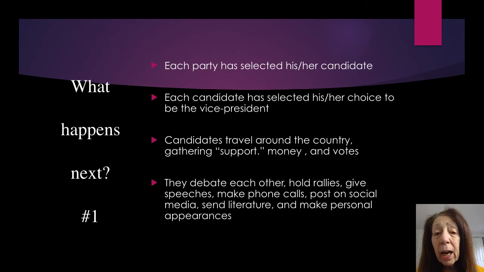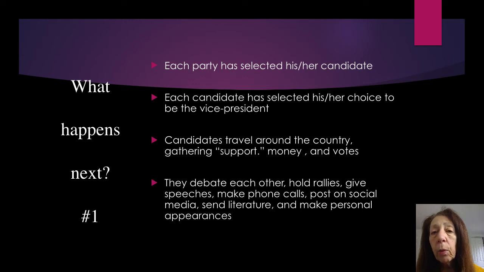Well, what happens now? So we now have the convention. We know who the candidate is for president of the United States, but that presidential candidate now selects his or her vice president. They travel around the country campaigning. Again, they're spreading their message. This is what I want. This is what I'm going to do. They call these campaign pledges and promises.